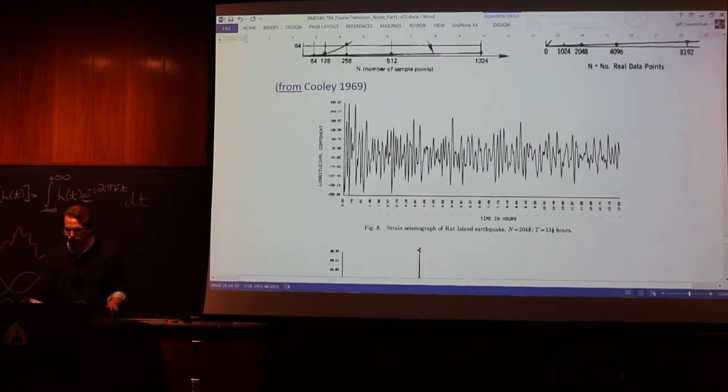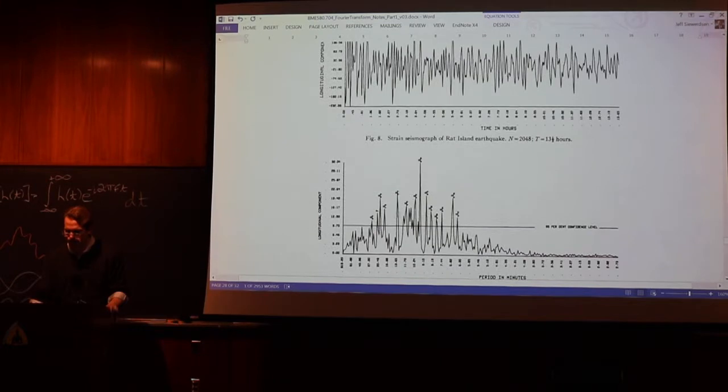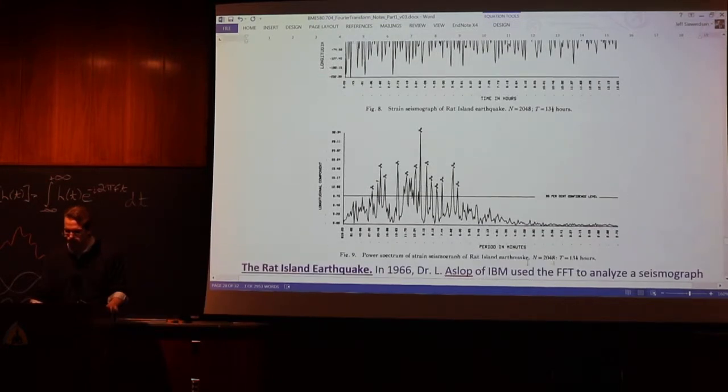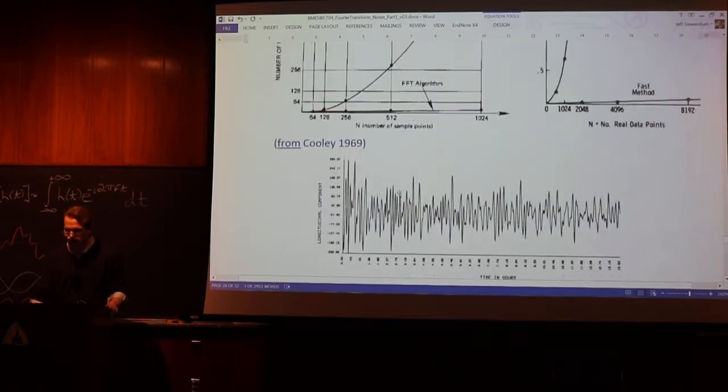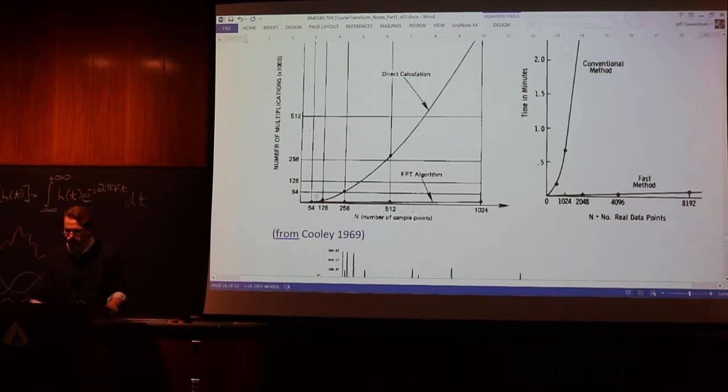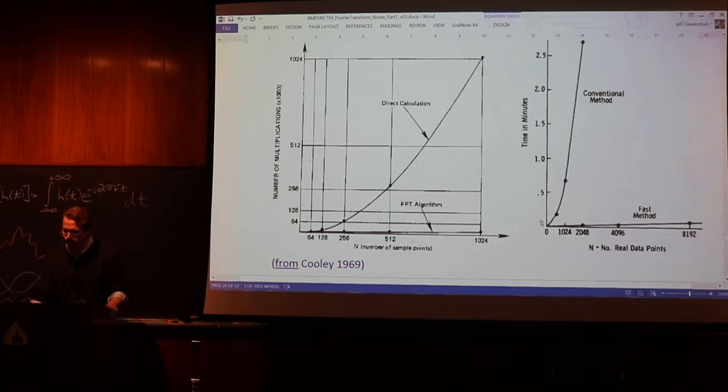So here's a seismometer reading, right when that earthquake went off. Loud rumbling. Here's the power spectral analysis of that earthquake. This plot here should be in the Smithsonian or something. And here's how long it would have taken to calculate that by conventional methods, 2.5 minutes. And then here's how long it takes with the FFT.